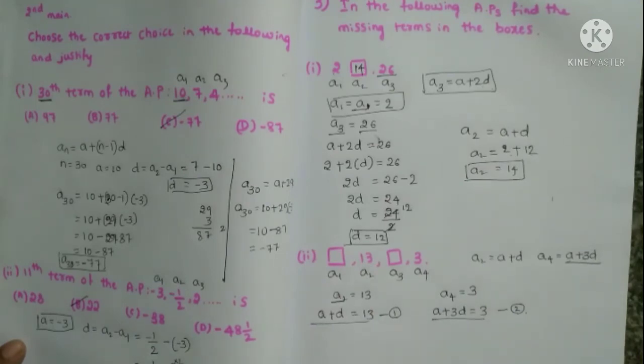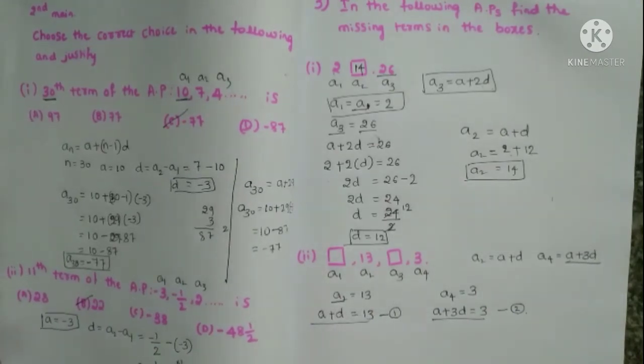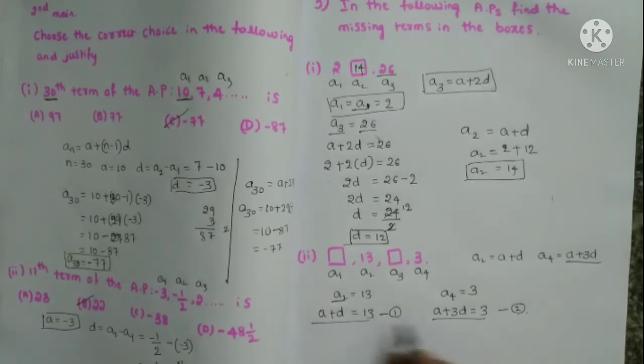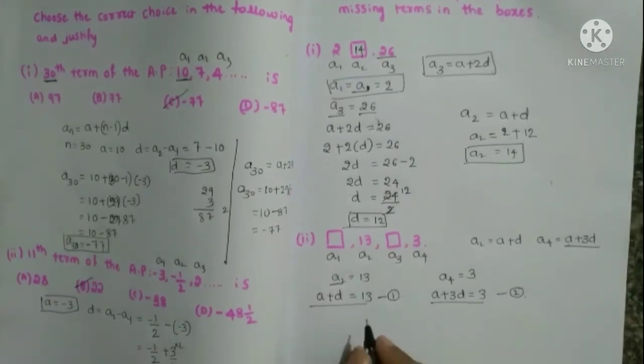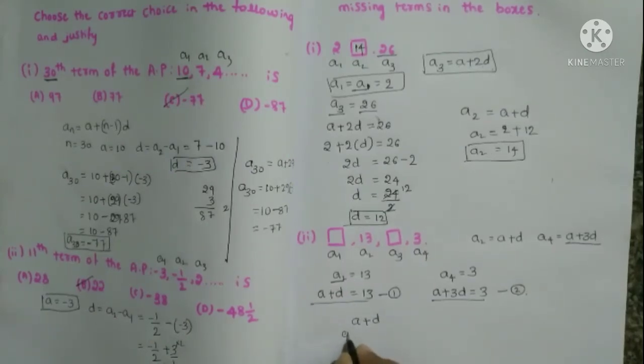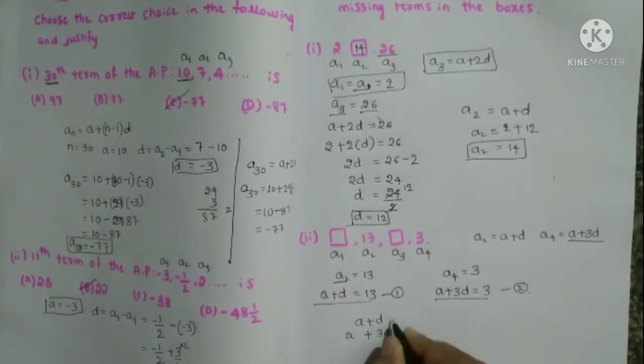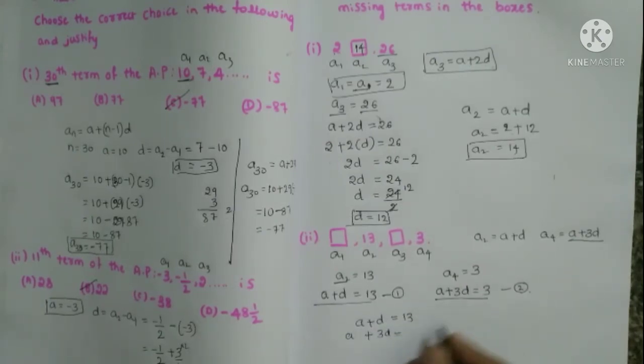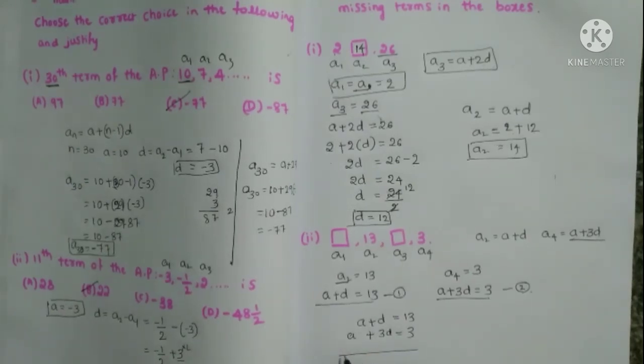You know how to solve the equations? Correct, no? Here solve the equation means you have to subtract the equations. So here also a is there, here also a is there. I can subtract it and find it now. So a plus d, a plus 3d. This is a plus d equal to 13. This is a plus 3d equal to 3 is there. See, subtraction means for the second equation you have to change the sign. Here plus is there, minus I changed. Here plus is there, minus I changed. Here also plus is there, minus I changed.